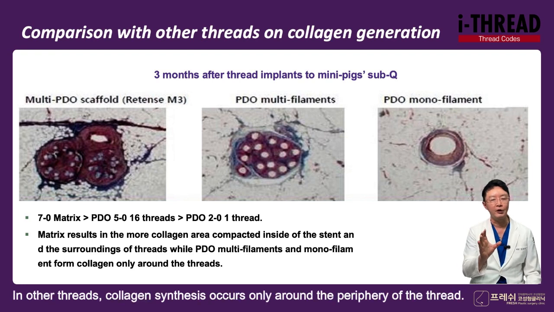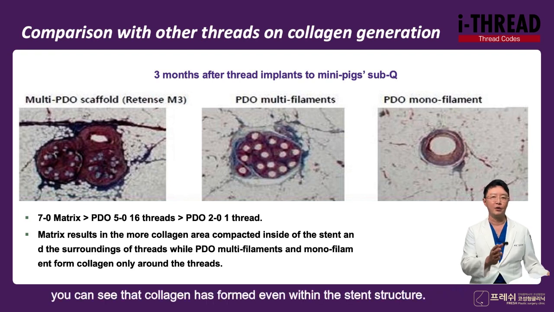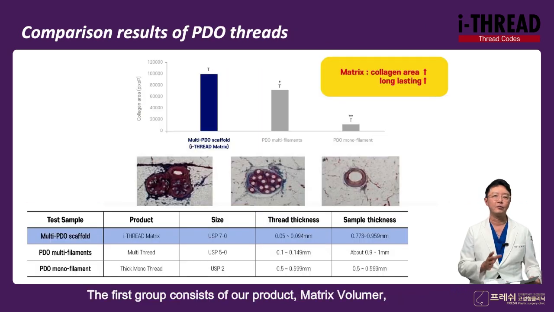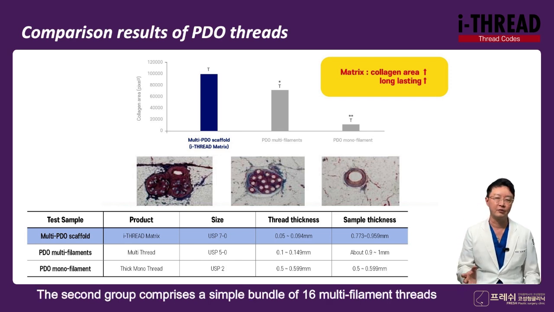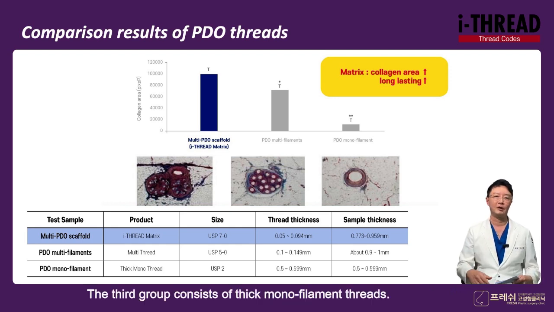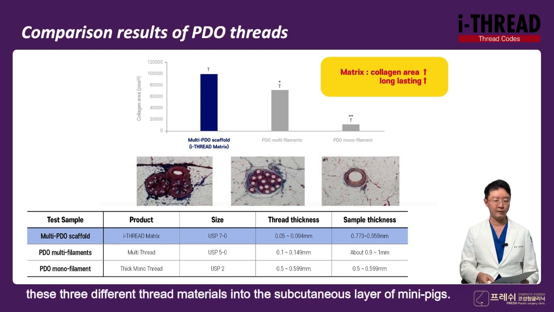In other threads, collagen synthesis occurs only around the periphery of the thread, but with matrix threads you can see that collagen has formed even within the stent structure. The first group consists of our product, matrix volumer, which is a stent-shaped structure woven with 16 threads, leaving the interior empty. The second group comprises a simple bundle of 16 multifilament threads with knots, not scaffolded. The third group consists of thick monofilament threads. Histological slides were obtained 3 months after inserting these 3 different thread materials into the subcutaneous layer of mini pigs.